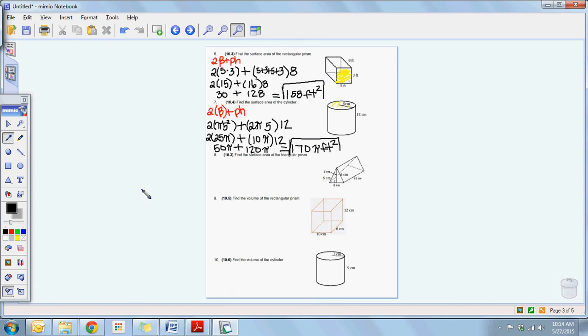Last prism to find surface area is going to be this triangular prism. Since it's a prism, it's the same formula: 2 times the base area plus perimeter times the height. So I'm going to plug in my information. I'm going to start with a 2. This time, the base of my shape is a triangle.